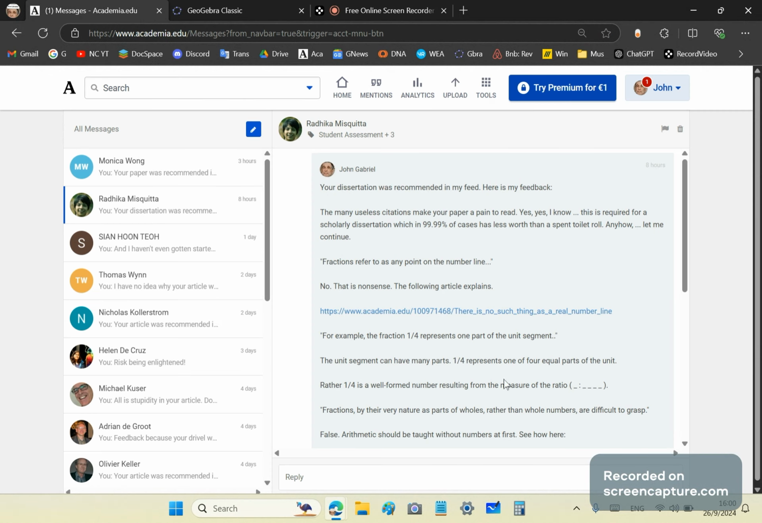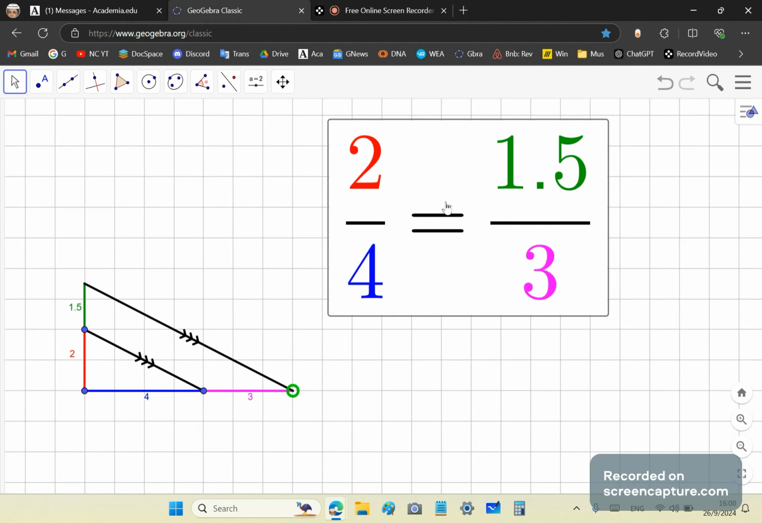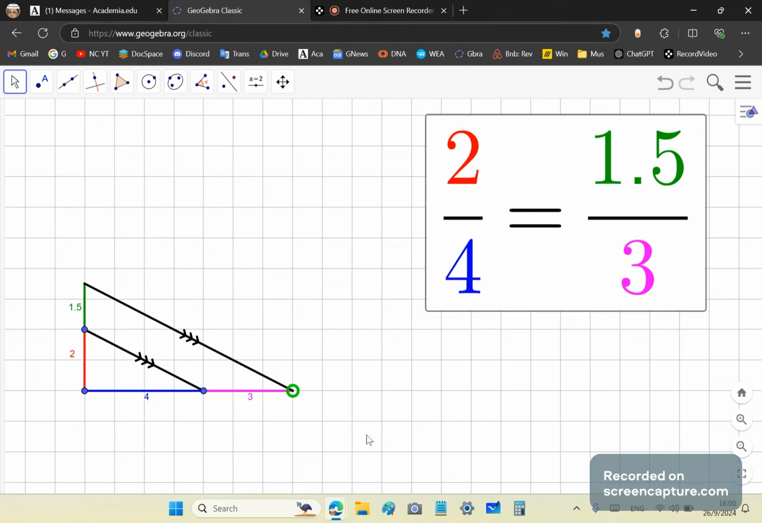I often get a lot of recommendations in my academia message box from academics who basically publish a lot of garbage, and sometimes I respond. So here's one by Radhika Miskita. She wrote her dissertation on fractions and how in her study students had problems with equivalent fractions. Well, actually, equivalent fractions are quite simple if taught the right way, okay?